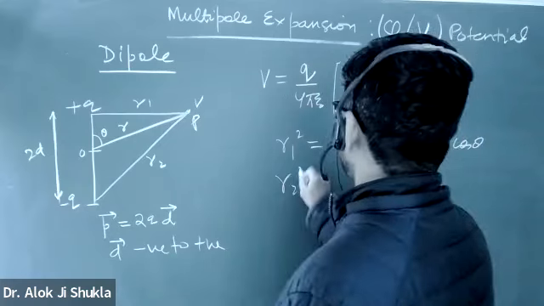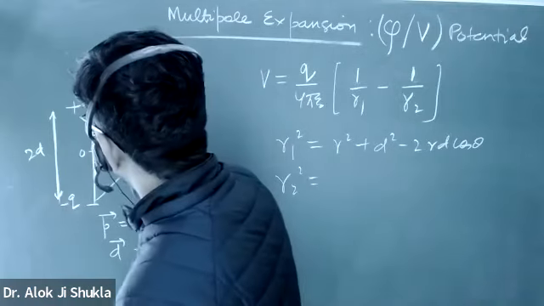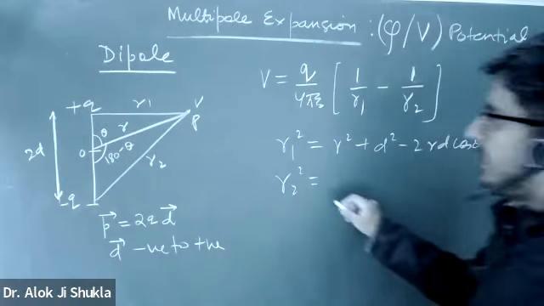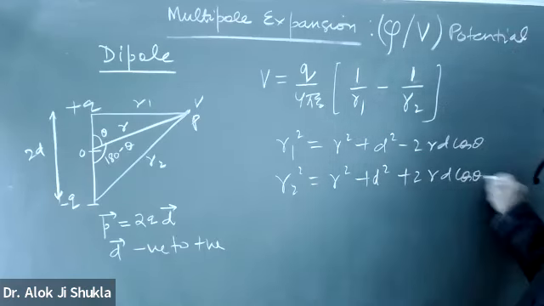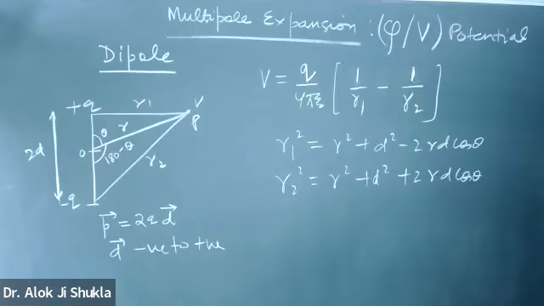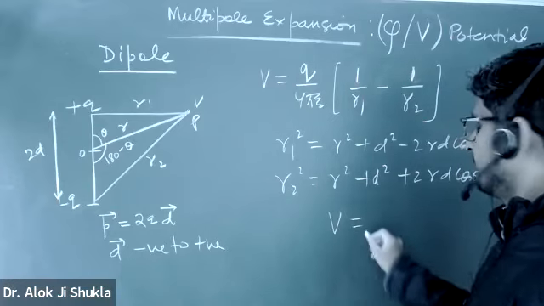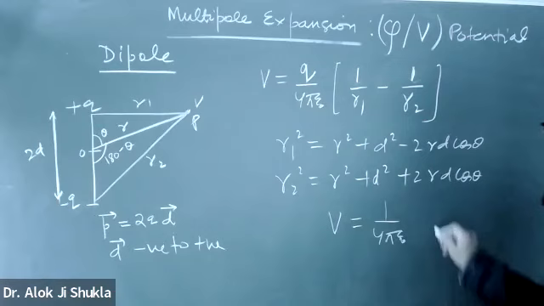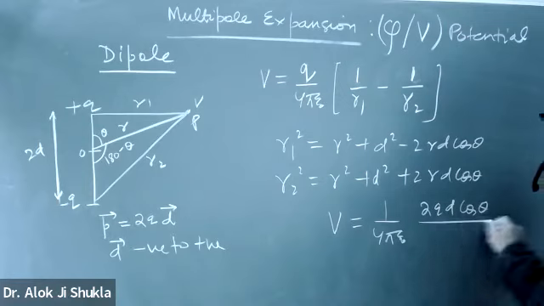और R2 स्क्वायर. Now this angle will be considered, which is 180 minus theta. So this will become R square plus D square plus 2 RD cos of theta. So when you put it, the potential becomes 1 upon 4 pi epsilon naught 2 QD cos theta by R square.